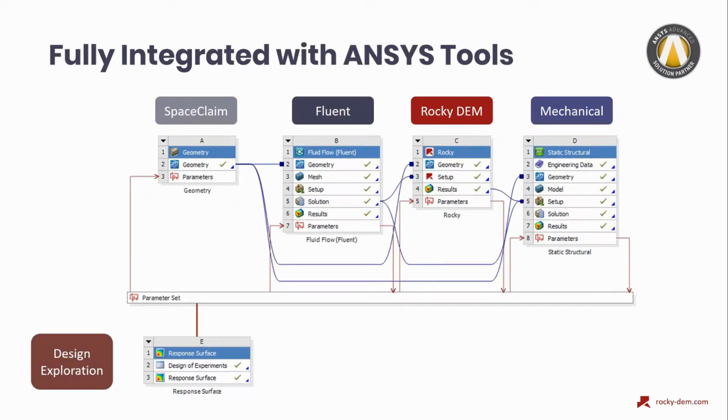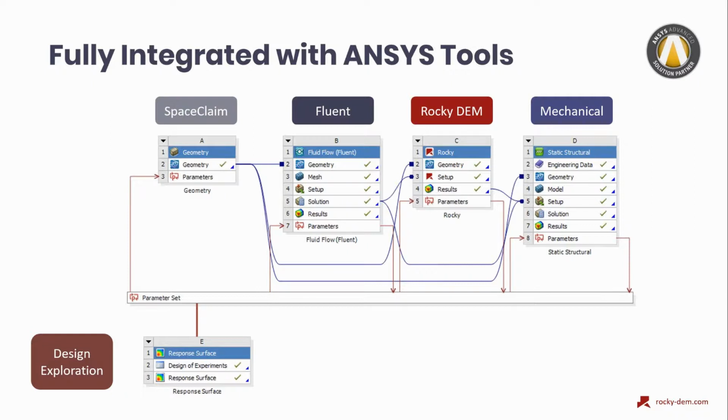And also Rocky, as I said, is fully integrated with ANSYS tools, such as SpaceClaim to optimize the topology and geometry of the equipment, and Fluent, for example, to model the fluid flow and the transfer of momentum and heat between the fluid and particle phases. And also ANSYS Mechanical can be coupled with Rocky for the static and transient evolution of the loads, deformation, and stresses on the equipment bolts.